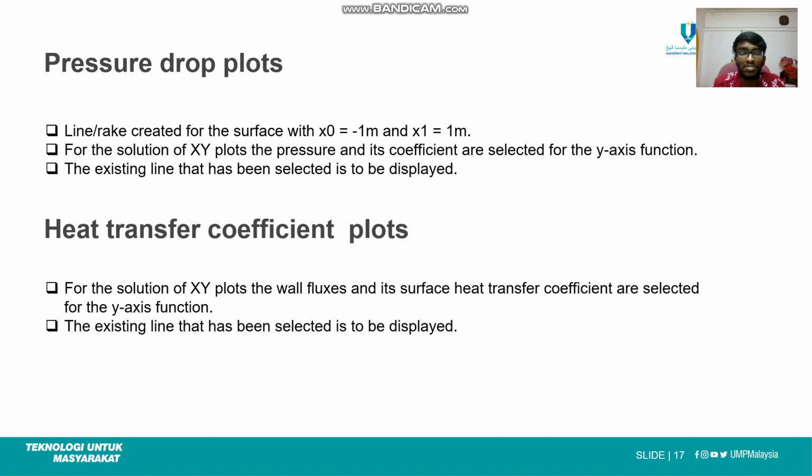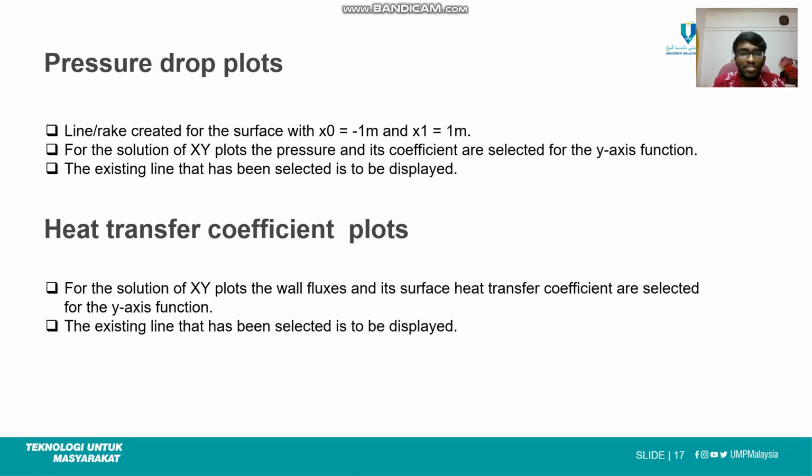So the variable needs to be selected from the pressure and also its coefficient for the y-axis, because the y-axis gives us the outcome. The existing line that has been selected needs to be displayed, because the line actually helps us to identify the pressure drop plots at each tube and also along the geometry from inlet to outlet.